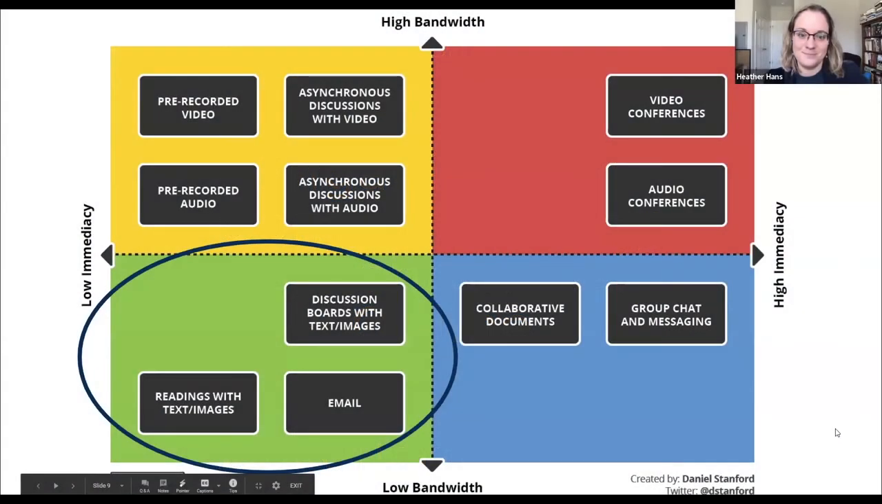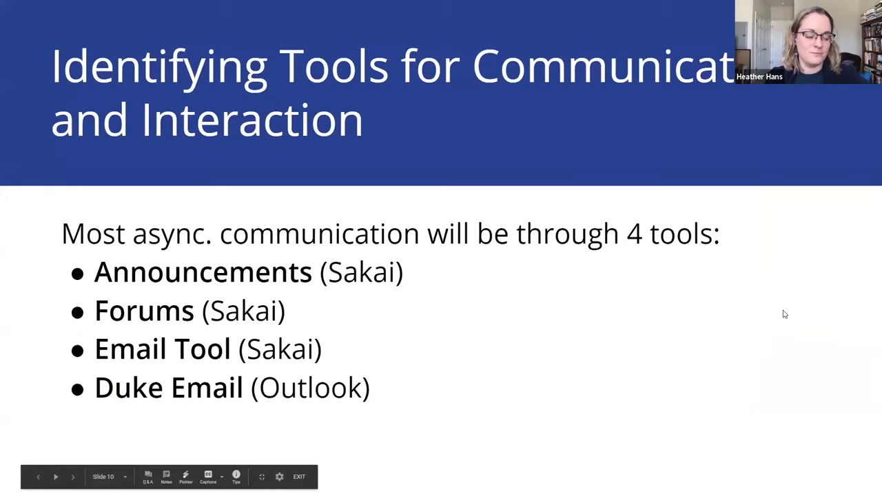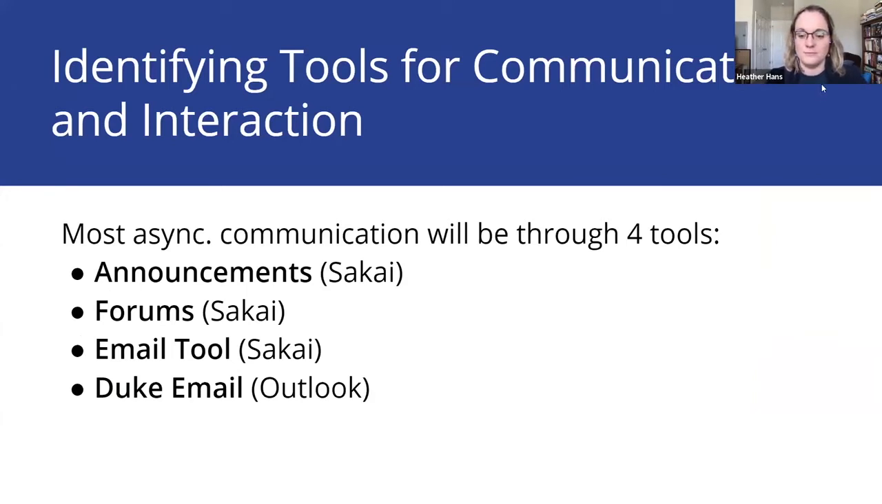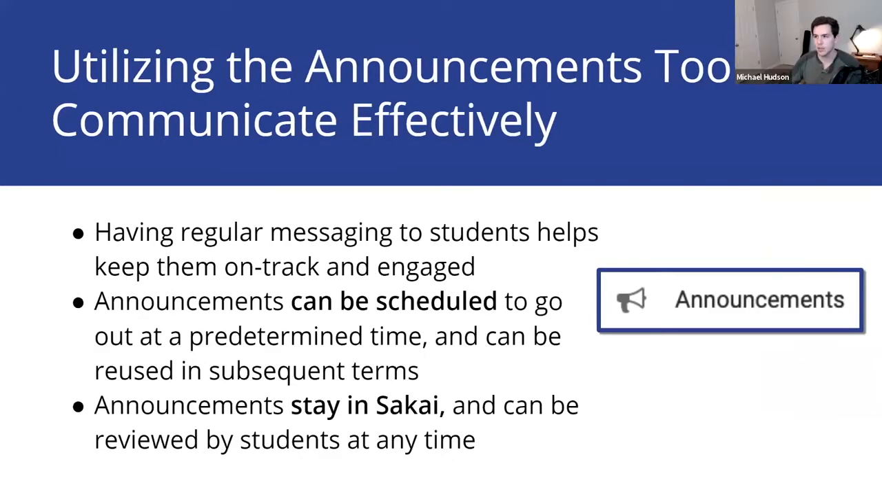If we are going to be talking about ways to communicate asynchronously when it comes to your course, the four main ways that you're going to be doing this in your online course are most likely going to be the announcements tool, the forums tool, the email tool, and all of those three are in Sakai, and then just your normal Duke email. Just diving right in, the announcements tool, it's built into Sakai.